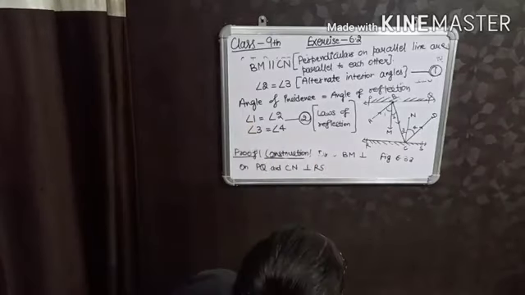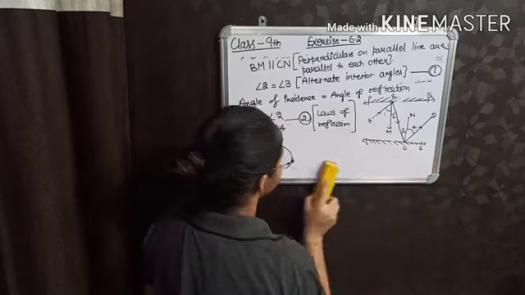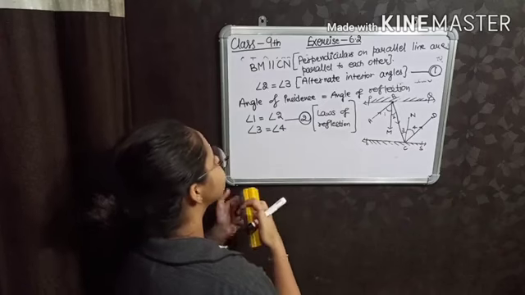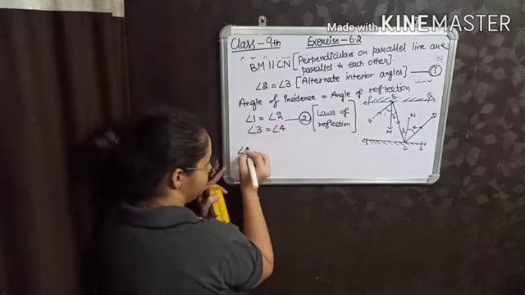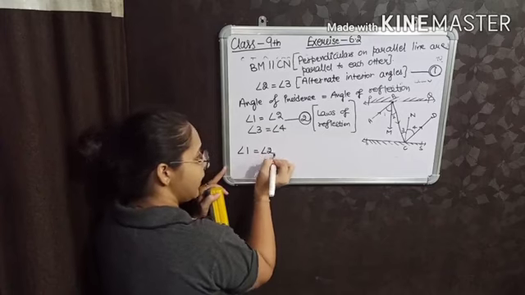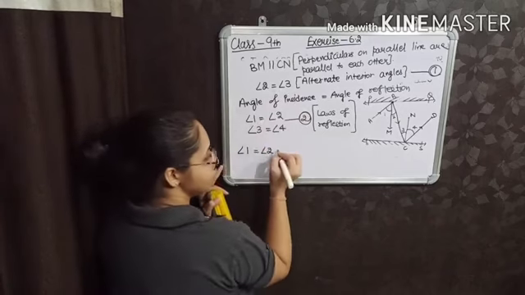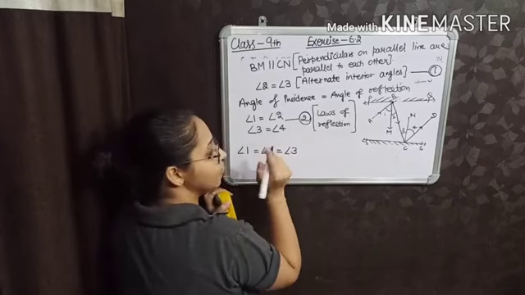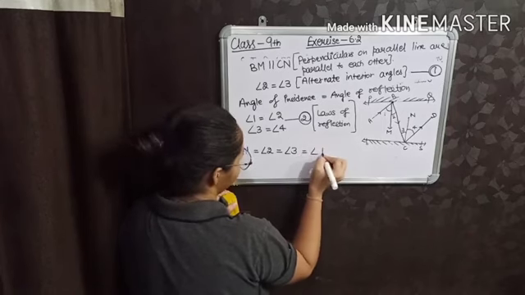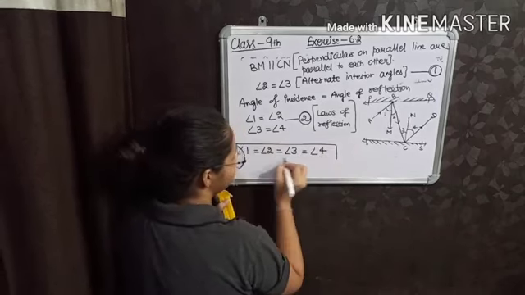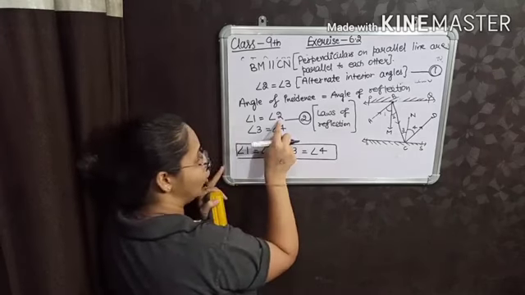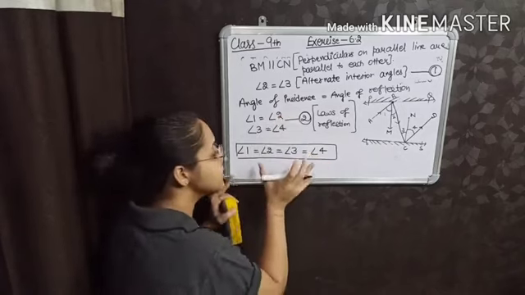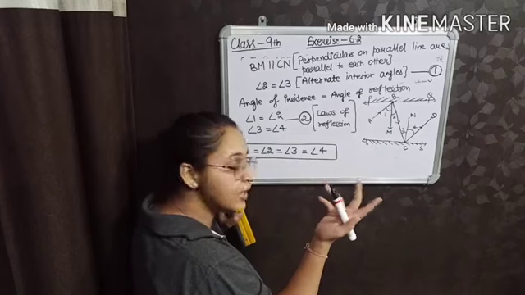Now see, you have two equations. First is angle 2 is equal to angle 3, and second is this complete equation. Now see, angle 1 is equal to angle 2, but angle 2 is equal to angle 3, and angle 3 is equal to angle 4. It means these four angles will be equal to each other.